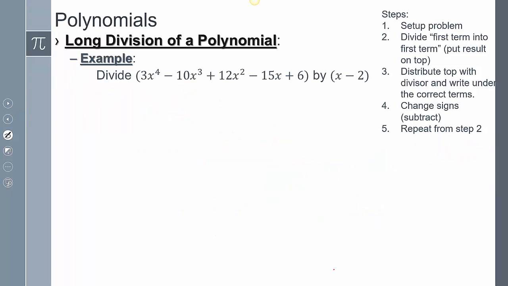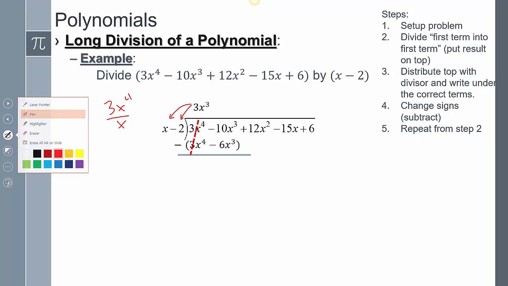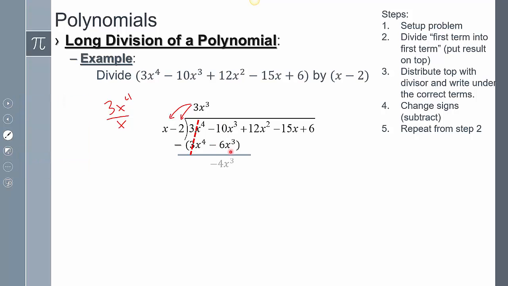So first step, I need to set up the problem. And so now setting up the problem, divide the first term into the first term, so I get 3x cubed. So that's going to be 3x to the fourth over x. And so now I need to distribute the top with the divisor, so I distribute the top with those two values. I get that. Then I need to change the signs or subtract, and so those will always cancel out. And then a negative and a negative gives me a positive, negative 4x cubed.